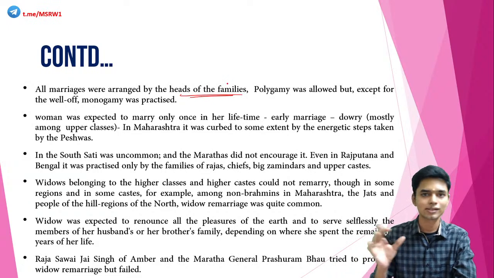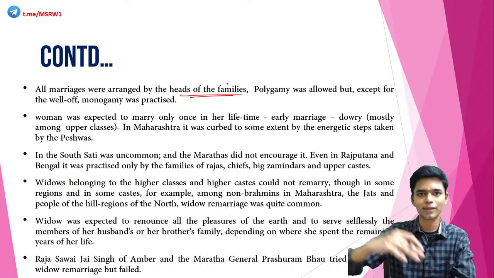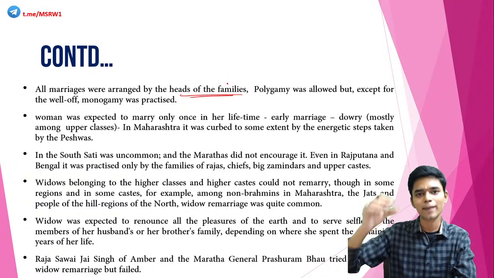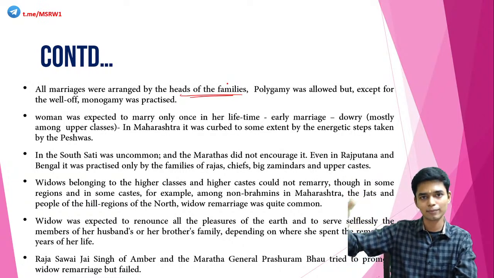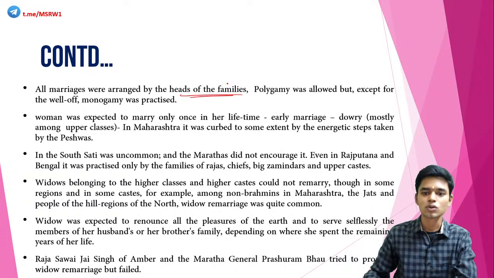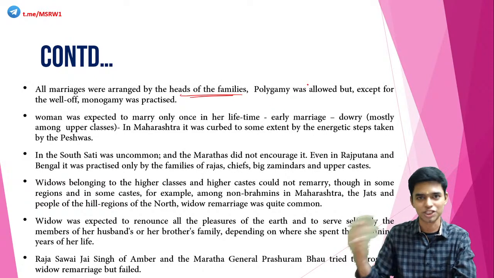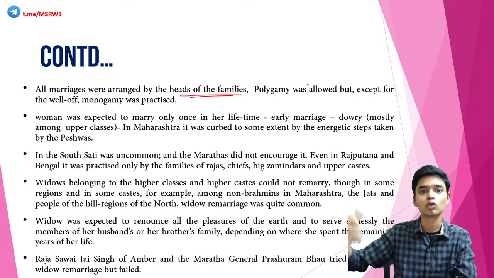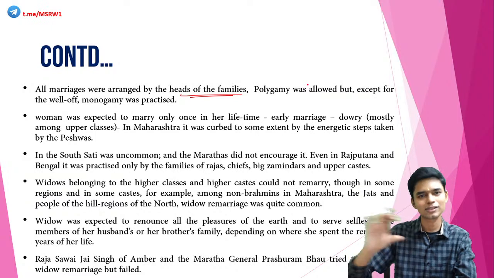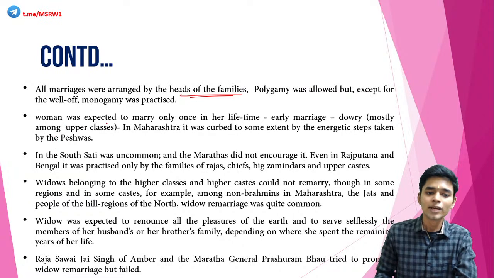For men, polygamy was allowed. Polygamy was there, polyandry was not there. I hope you know what polygamy and polyandry are. Polygamy means a man can take more than one wife. Polyandry is when a wife takes more than one husband. Polygamy was allowed, but it was never practiced much. Only very wealthy families took more than one wife. Otherwise, it was more or less monogamous relationships. Women were expected to marry only once, so polyandry was absent.